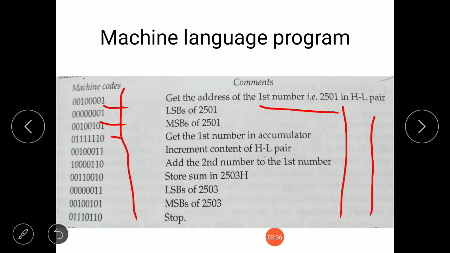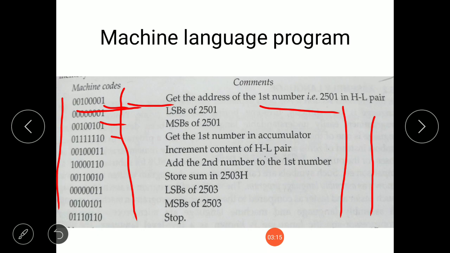Whenever I'm going to enter the program into the computer, I have to enter the zeros and ones, and every machine code represents an instruction. Here, for every machine code I have explained what it means. So for every instruction there is a machine code, and any program that is written in the form of machine code, that is, in the form of zeros and ones, is a machine language program.